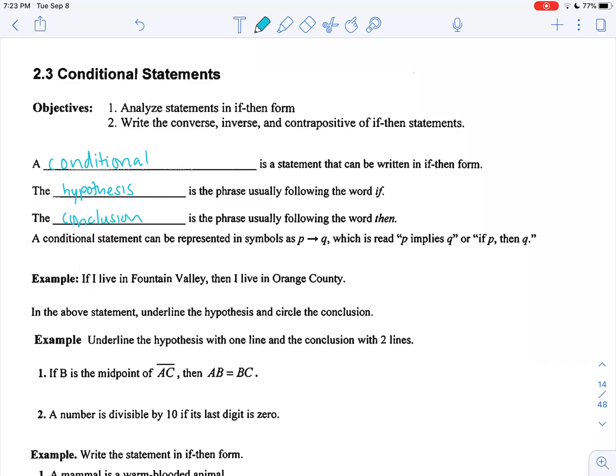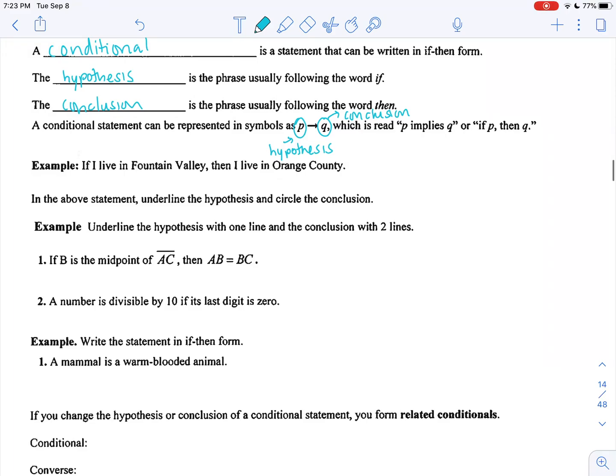A conditional statement can be represented using symbols as well. So P references the hypothesis, and the Q part represents the conclusion. The arrow can be read as P implies Q, or if P then Q, where P is the hypothesis and Q is the conclusion. Now we're going to go through a series of examples.